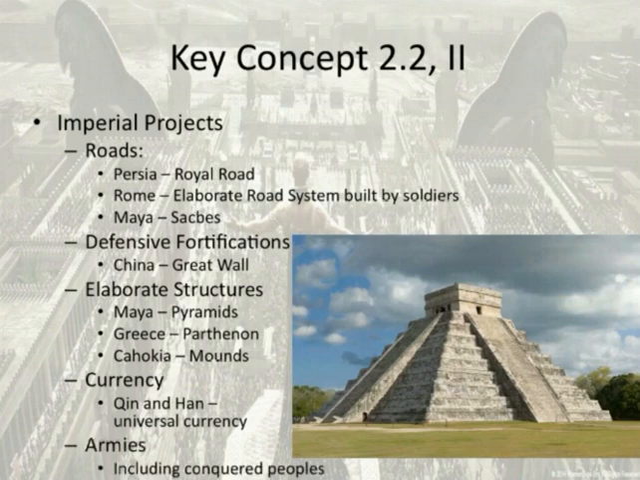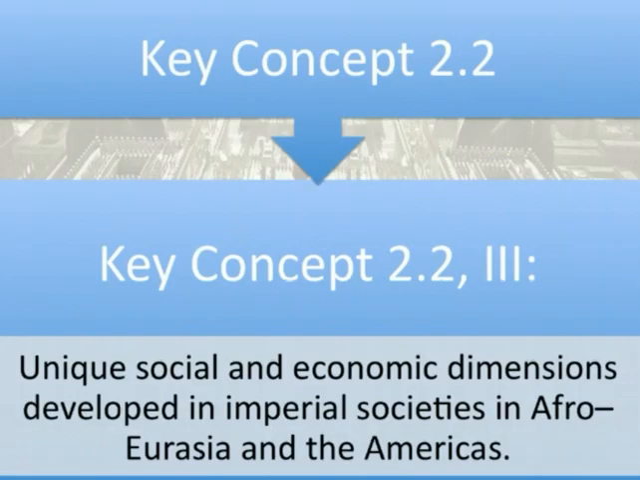And then throughout all of these empires, you saw armies that were very effective fighting machines. So in Rome, you had the legions. In China, you had the rain of arrows. In Persia, you had a very large and effective army, unless they were fighting the Greeks. Sad day. Key Concept 2.2, Roman numeral III: unique social and economic dimensions developed in imperial societies in Afro-Eurasia and the Americas.